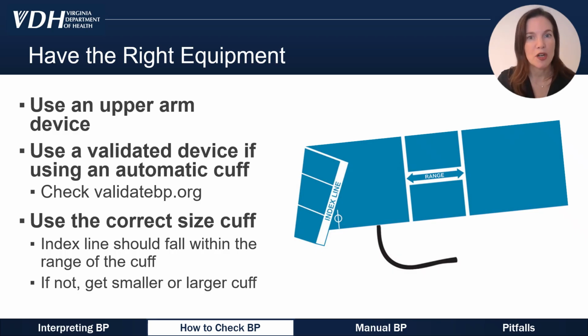It's also important to use the correct size cuff for the patient's arm. You can check to make sure that you're doing this with the index line and range lines on the blood pressure cuff. If you put the cuff on the person's arm and the index line falls within the range lines, that is the correct size cuff.